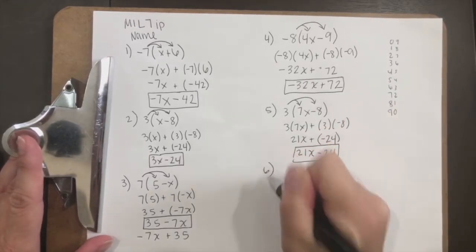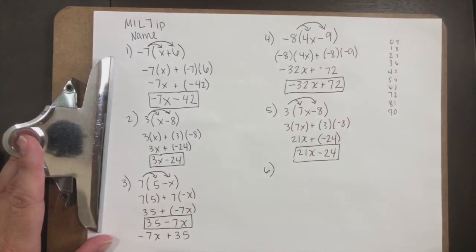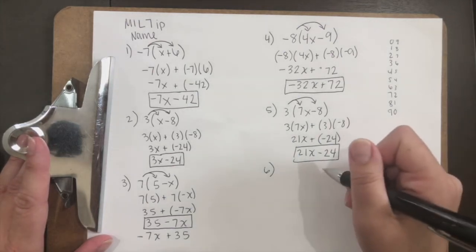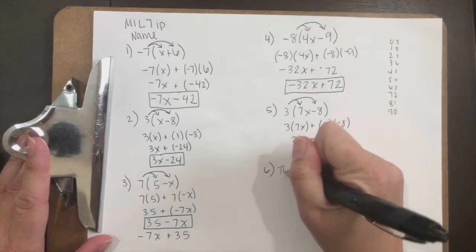All right, number 6. The distributive property is A, the process of multiplying the number on the outside of the parentheses by the second term inside. B, the process of multiplying the number outside the parentheses by the first term inside. Or C, the process of multiplying the number on the outside by each term on the inside. So let's go ahead and write this.